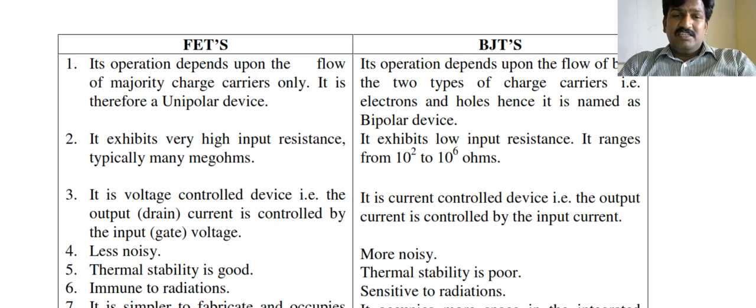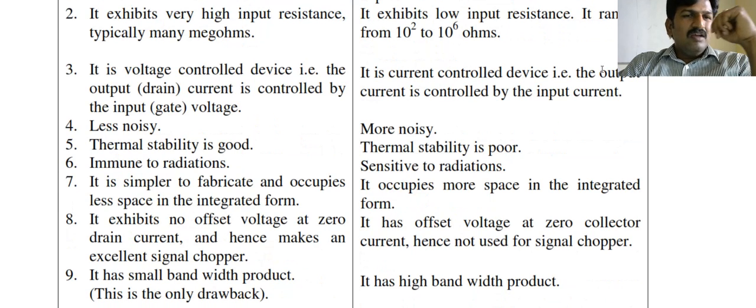But when you consider the input circuit of the BJT, that is the base and emitter junction, it should always be forward biased. When it is forward biased, what happens? That junction acts like a short circuit, so there is very little resistance. It means there is a small amount of resistance in the input circuit. Next point, the third point: the FET is a voltage control device. You should understand the drain current of the FET is controlled by the voltage applied between the gate and source.